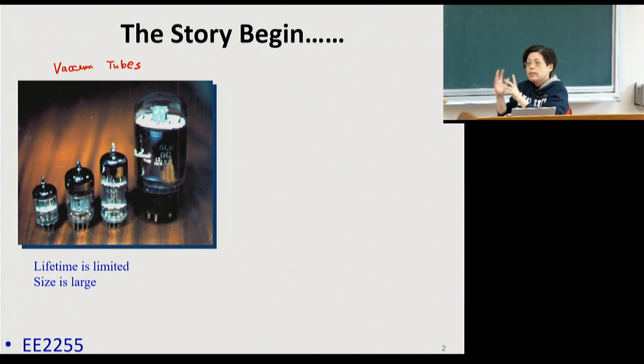So the problem with a vacuum tube is that it's the same as a light bulb. What is the problem with a light bulb? It's power. The size is large, of course, and it requires high power.